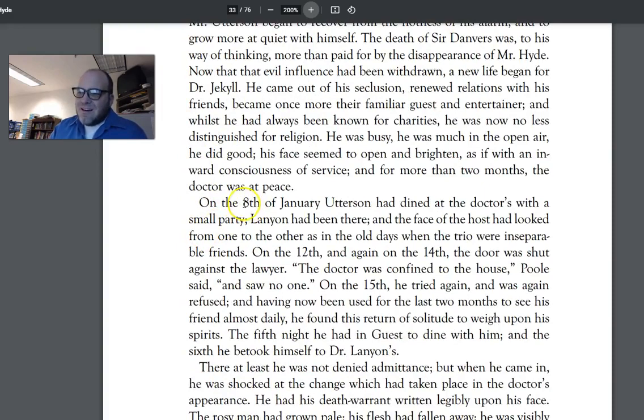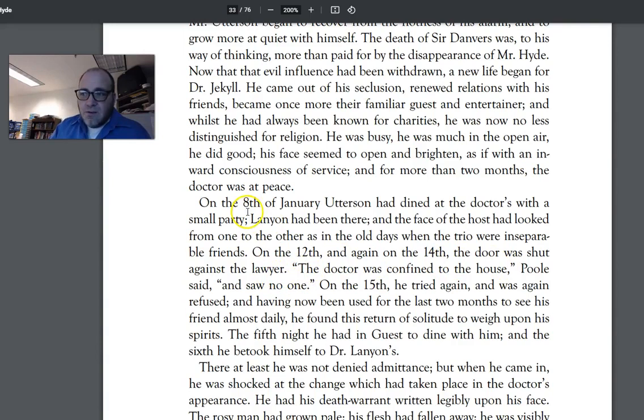Now, however, we get a date, and whenever you get a date in a mystery, you probably want to write it down because the author wouldn't be giving you dates if the dates didn't matter. On the 8th of January, Utterson had dined at the doctor's with a small party. Lanyon had been there, and the face of the host had looked from one to the other as in the old days when the trio were inseparable friends. On the 12th, and again on the 14th, the door was shut against the lawyer.